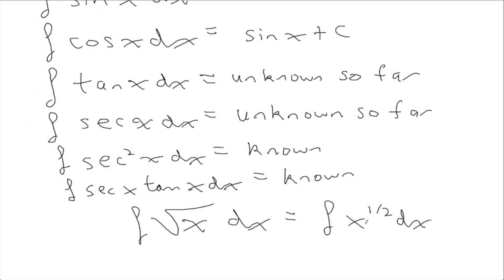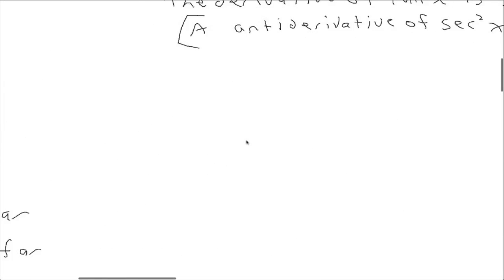So the point is, if you're given an antiderivative that you don't know how to solve, try rewriting it as something you do know how to solve. And that's something we might have to do with trig functions as well. If we're given a function of trig functions and we don't know how to solve it, we might have to rewrite it as something that we do know how to solve. Okay? Let's try this problem on your screen.